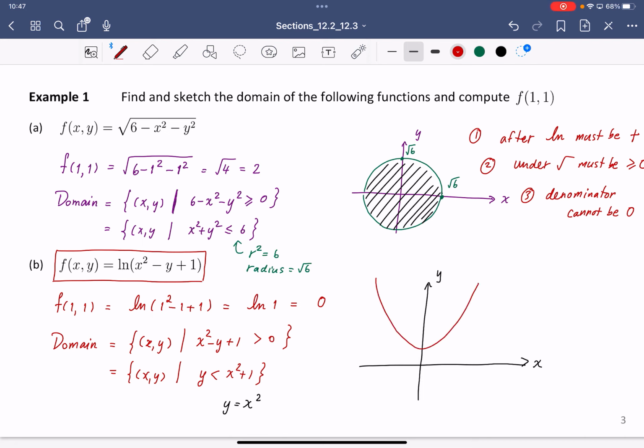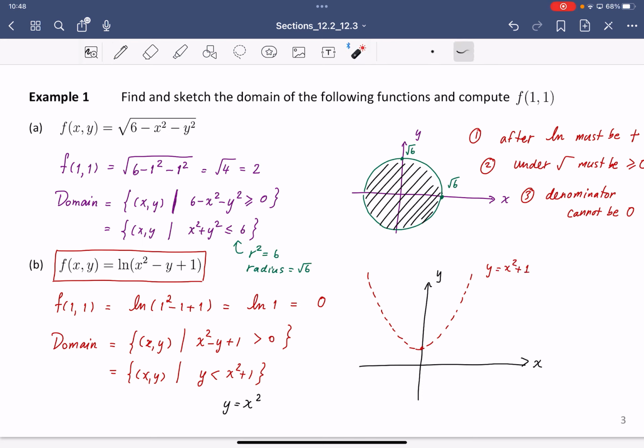Basically, you start from the regular parabola, and then you move everything up 1 unit. This is what you do by plus 1 here. And then you get the parabola here, but because this is a less than sign, you are not going to include the boundary. So we do a dashed line, which means we do not include the line. This is the line y equal to x squared plus 1.